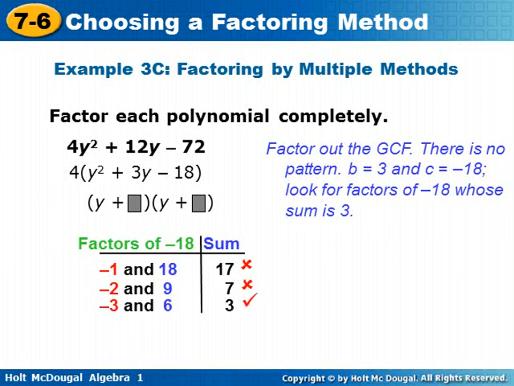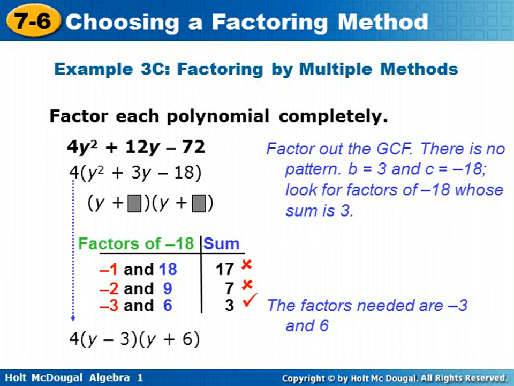Some factors of negative 18 could be negative 1 and 18, but their sum is 17, which does not work. Or it could be negative 2 and 9, but their sum is 7, which does not work. Or it could be negative 3 and 6, and their sum is 3, which does work. So the factors needed are negative 3 and 6. We make sure that we bring down the 4 that we pulled out at the beginning, and we get 4 times in parentheses y minus 3 times in parentheses y plus 6.